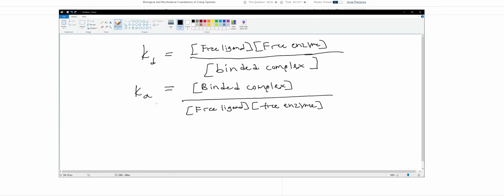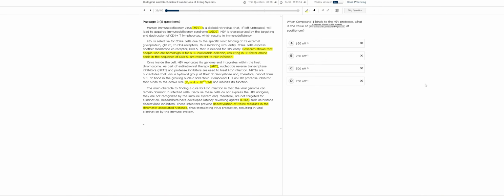And so remember, the constant for association, the binding complex is always on the numerator, while in the dissociation, it's going to be in the denominator, so it's flipped. Just note that and be familiar with these types of equations for the MCAT. And so now if we go back, we want to find the constant of association, because this is the definition of a constant of association.